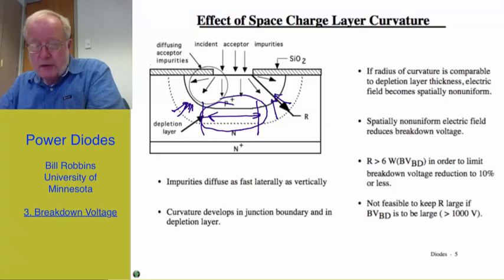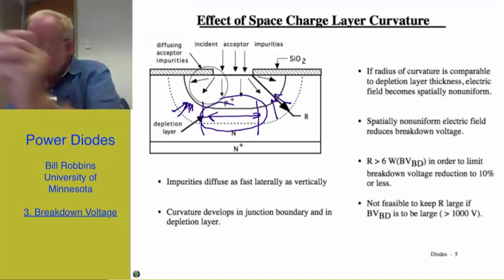It can be shown that on the basis of modeling a cylindrical p-n junction, that the radius of that junction has to be 6 times the desired thickness of the depletion layer at the rated breakdown voltage in order to limit the breakdown voltage reduction to less than 10%. In other words, keeping 90% or more of the plane parallel estimate. For radiuses of curvature that are less than 6 times that, we have a significant reduction in the breakdown voltage.